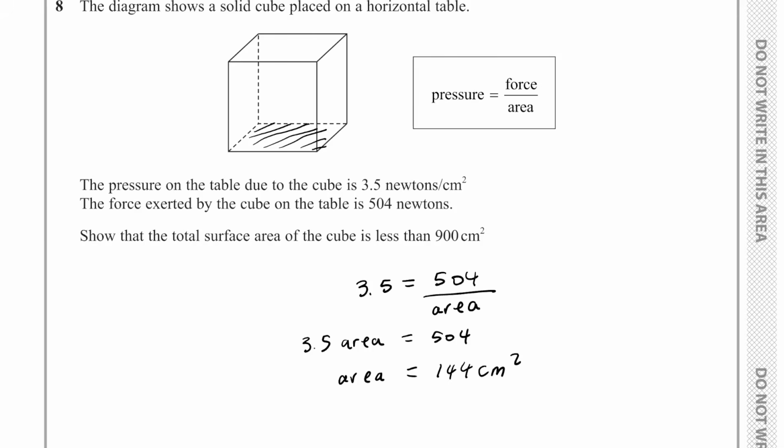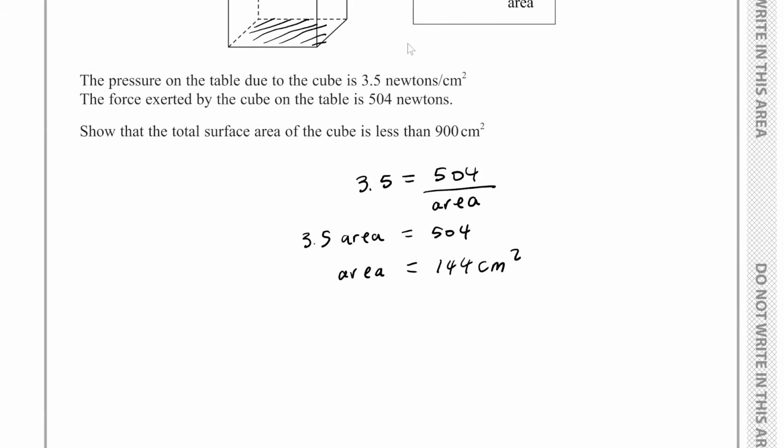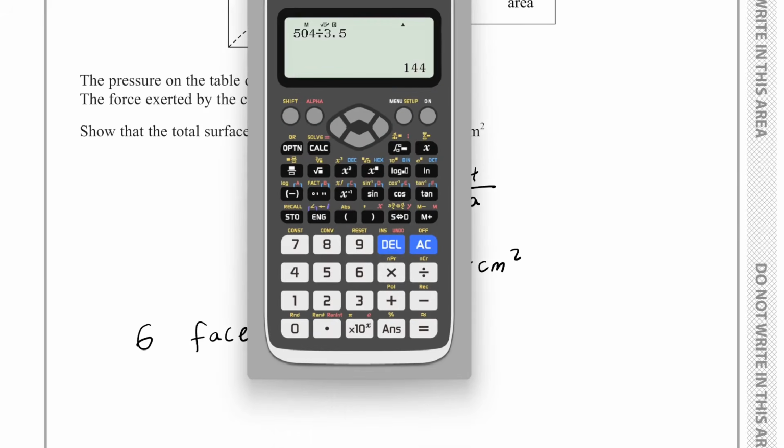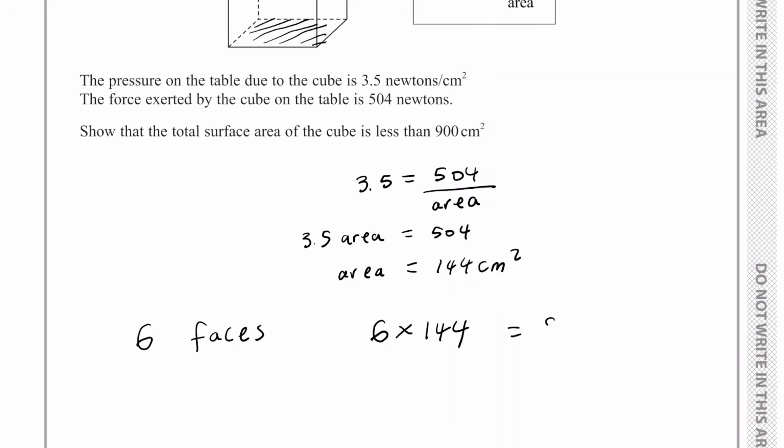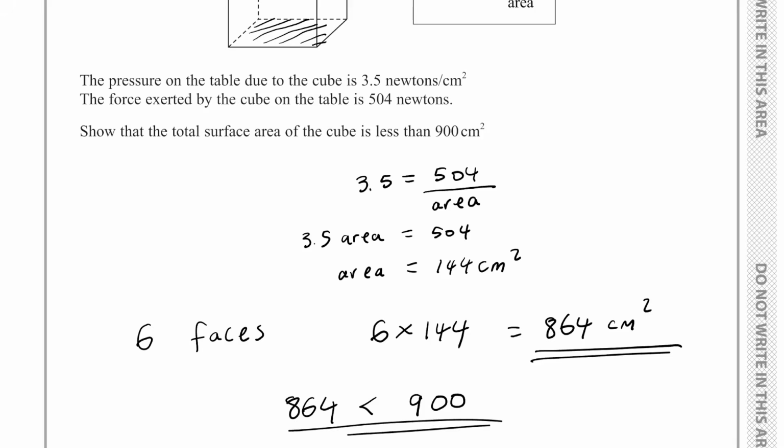The question says, show the total surface area of the cube is less than 900 centimetres squared. So it's got 6 faces. It's a cube, so they're all equal. So it's just 6 times 144. And that is 864 centimetres squared. So it is less than 900. 864 is less than 900.